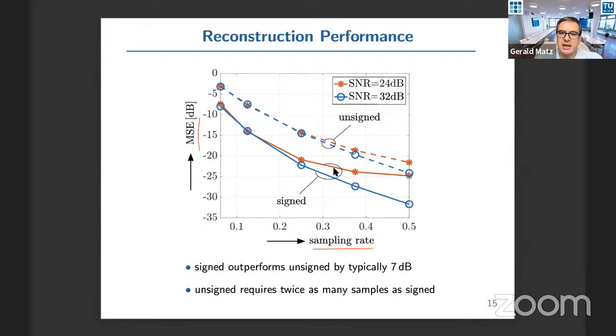And you see that there's a substantial advantage at both SNRs for using signed graphs. So typically there is an advantage of around 7 dB in terms of reconstruction error. If you look at this from a different perspective, if you want to achieve a particular reconstruction error, then what these graphs are saying is that for unsigned graphs, you will require roughly twice as many samples as for signed graphs. So there are things to be gained by admitting negative edges and using signed graphs.